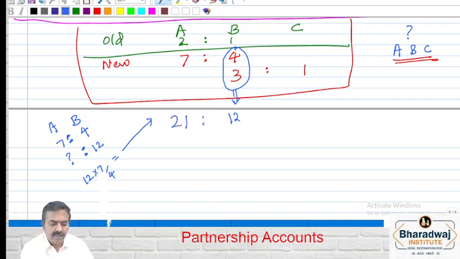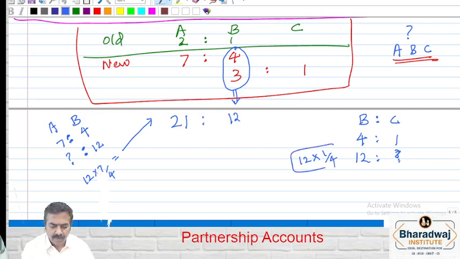21. Same way, between B and C, if B gets 4 rupees, C should get 1 rupee. Now, if B gets 12 rupees, how much should C get? Cross multiply. 12 into 1 by 4. How much? 3. So look at the ratio. 21 is to 12 is to 3 is the new ratio.